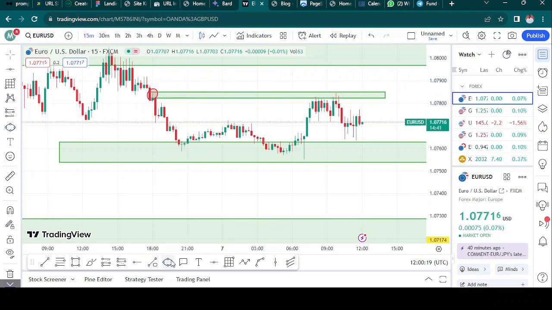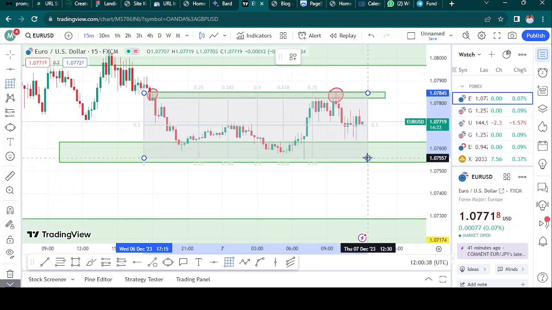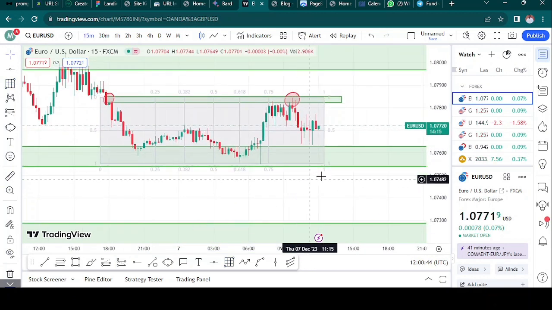So let's see if we could have it beautiful and aligned for our trade. Now we can see from this top to this bottom. So we take that measurement, from that high to the low of the candle. Okay, we've taken that. So beautiful.